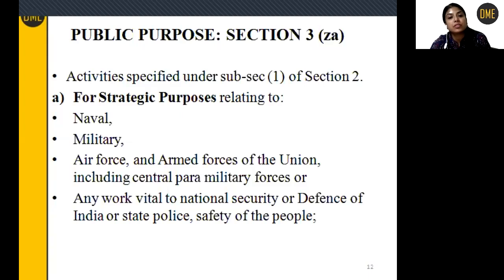Section 2 subsection 1 provides for all the activities which are for strategic purposes relating to naval forces, military forces, air force, armed forces of the Union, including central paramilitary forces, or any work vital to national security or defense of India or state policy, safety of the people of India. So this will be covered under the strategic purposes.